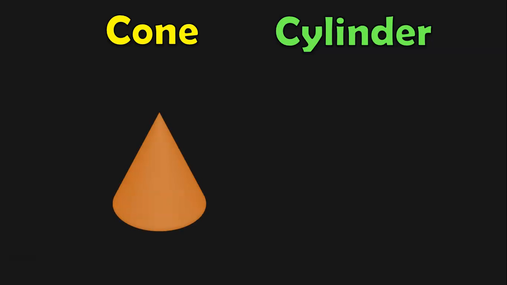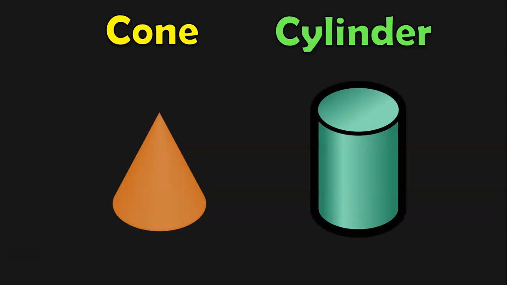Next, the solid figures that we are going to see are cone and cylinder. This is a cone and this is a cylinder. In this video, let us just learn the names of the solid figures and learn how they look. We will be learning more details about the properties of solid figures in the upcoming videos of class 2.